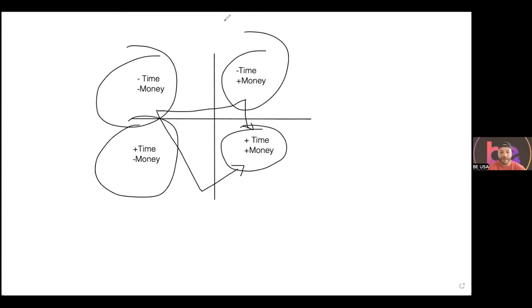Now, let's talk about where these other quadrants are, okay? So people, I'll go right here. All right. So let's just say people that are on these other quadrants, what do they have, guys? They have linear income, active income. Okay.